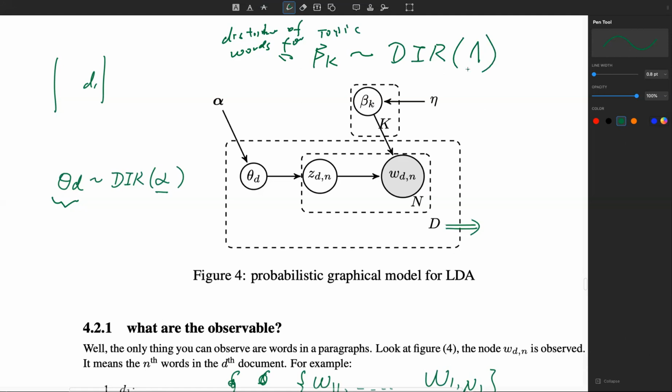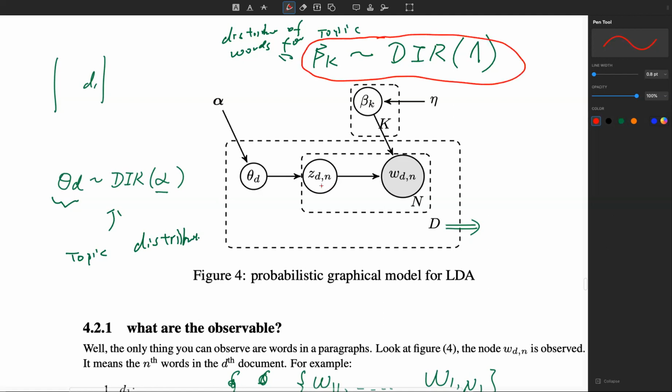Is that okay? So here are the two model assumptions we have. Every single document has its own topic distribution. And beta k is just the word distribution for a topic.